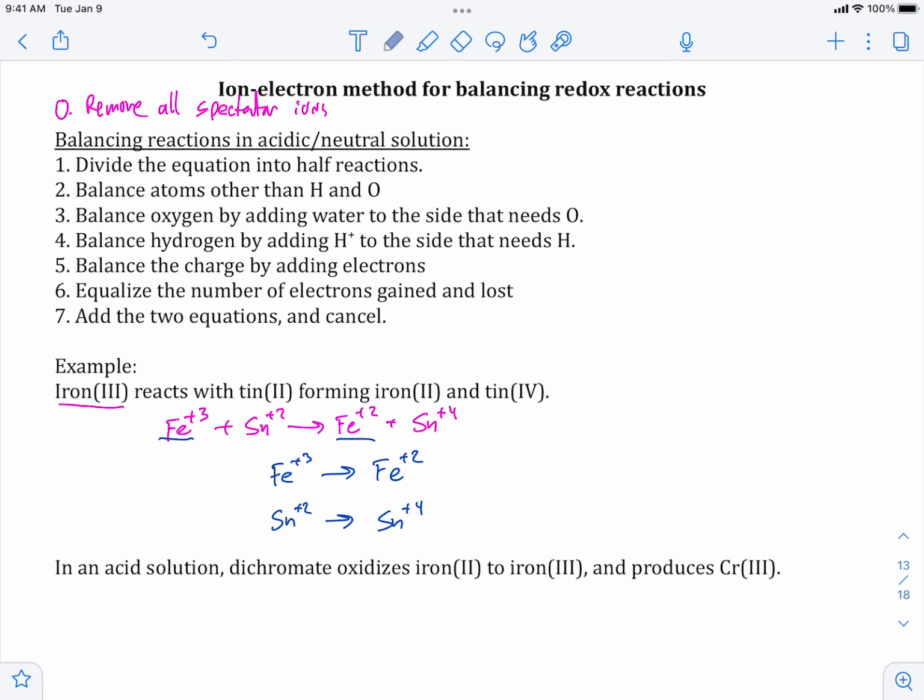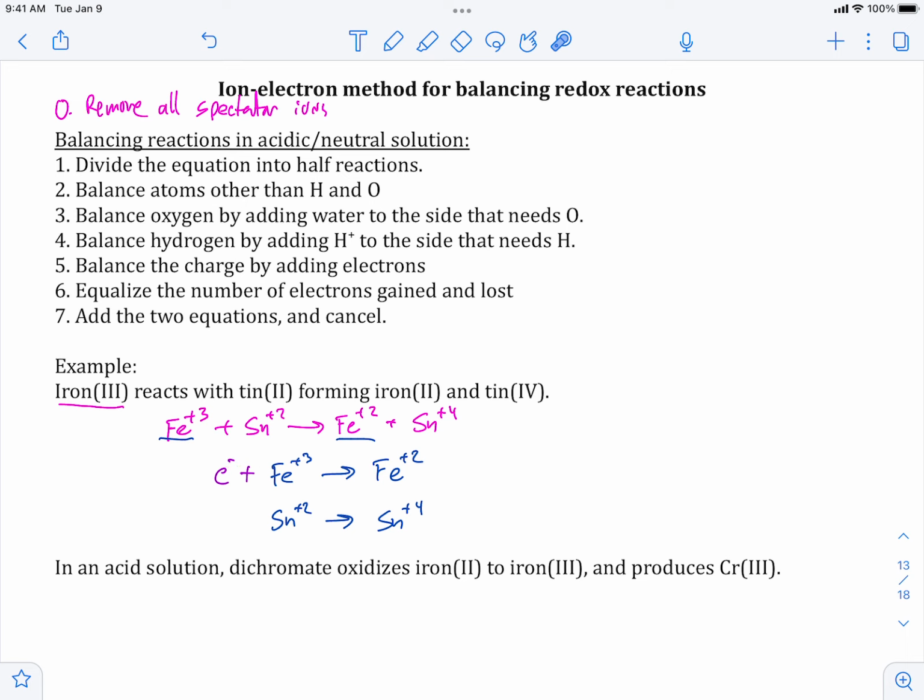So this is important. In the first half reaction, the charge on the left is plus 3. The charge on the right is plus 2. Now, the charges do not need to be 0, but they must be equal. The left side must equal the right side. So the only way that we can balance that is by adding electrons. So I add 1 electron to this side. That makes both sides have a charge of plus 2, because plus 3 less 1 is plus 2.